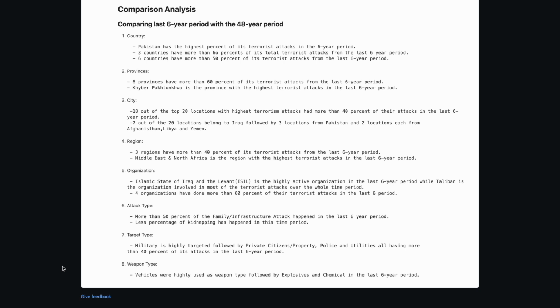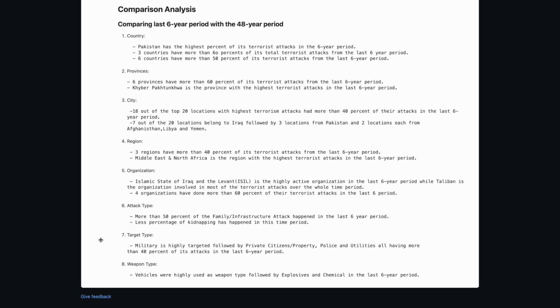Looking at attack type, in the last 6 year period, facility or infrastructure attack is highly concentrated, and more than 50% of this specific type of attack came from the last 6 year period. The kidnapping rate has significantly reduced in this same time period. While going into the target type, military is the most targeted in this 6 year period, followed by private citizens and property, police, and utilities.